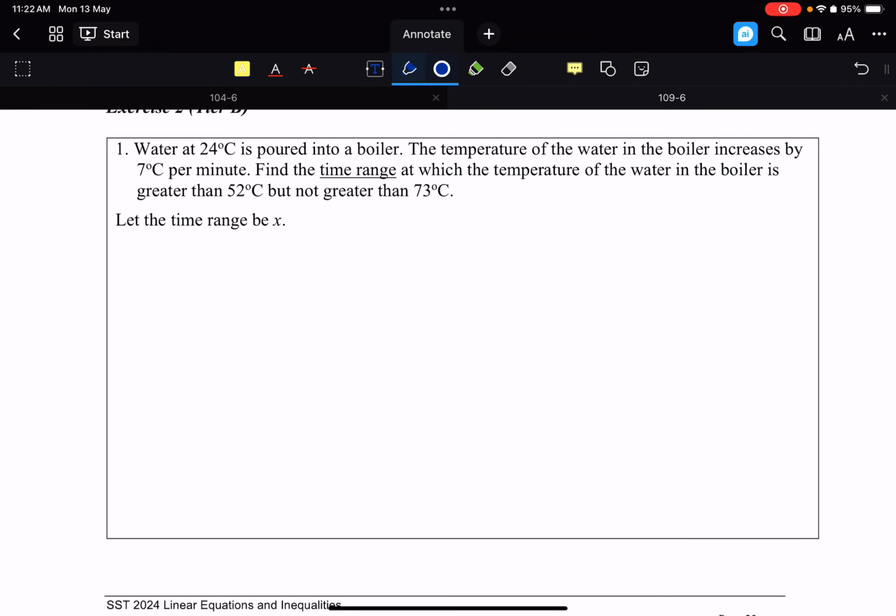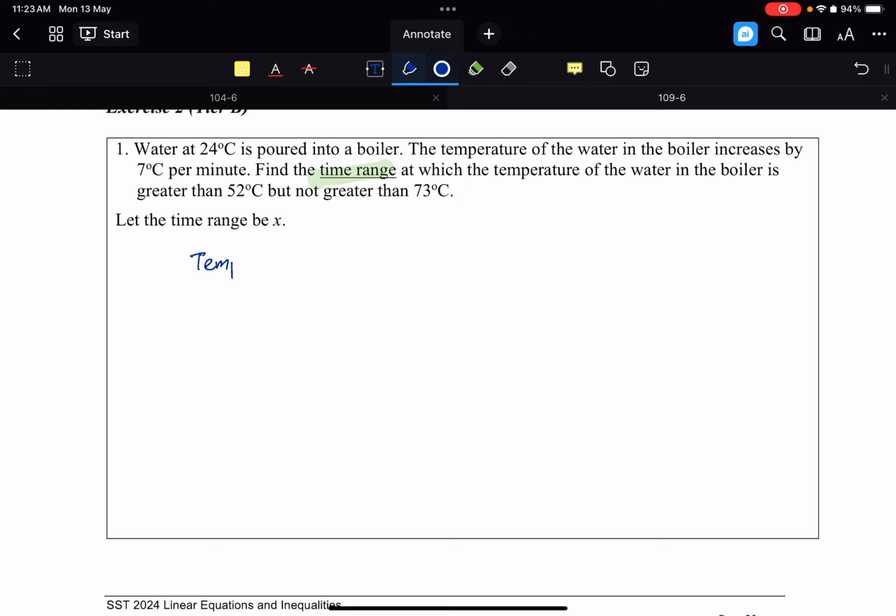Next one, water at 24 degrees Celsius is poured into a boiler. The temperature of the water in the boiler increases by 7 degrees Celsius per minute. Find the time range, right? So take note, we're looking at the range for which the temperature of the water in the boiler is greater than 52 but not greater than 73, and the time is x, right? Time range is x. Okay, so let's take a look.